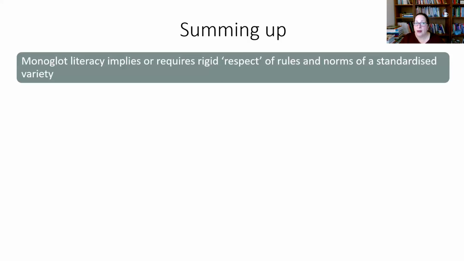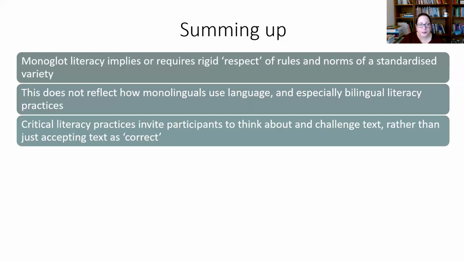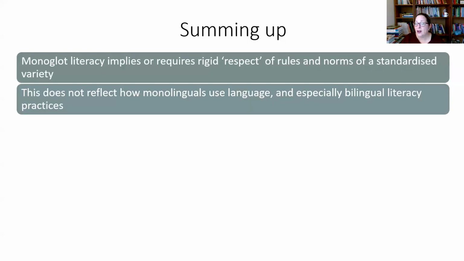So to sum up all these three pieces on literacy, which were quite chunky, going all the way back to part one, we talked about monoglot literacy, which really requires the adherence to one strict set of rules and respect for the standard variety, and how unrealistic and not really inclusive that is. We talked about that it doesn't reflect how monolinguals use language, and especially it doesn't reflect how bilinguals use language as a part of their literacy practices.